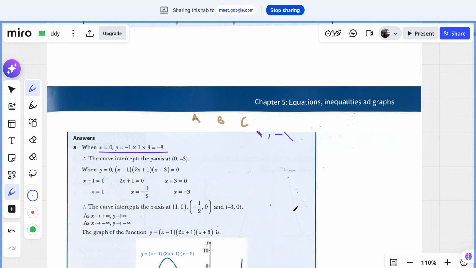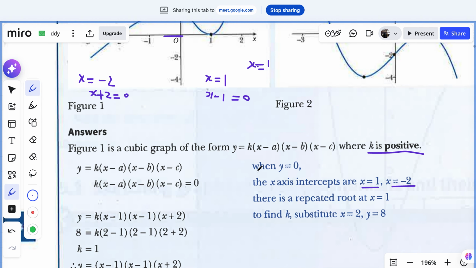Meaning at this point, y is 0. On this horizontal x-axis, y is 0 at that point. That's what you are dealing with. You are dealing with the values of x when y, the vertical axis, is at 0 position. What are the values of x? Here and here. Here 2 numbers and here 1 number. That's what we are dealing with. Is that okay? So when y is 0, the x-axis is set at x equal to 1 and x equal to -2. x equal to 1 is a repeated root.